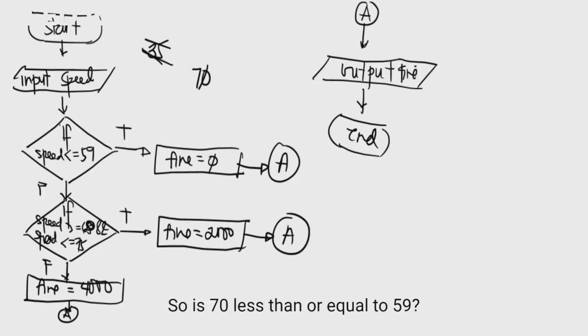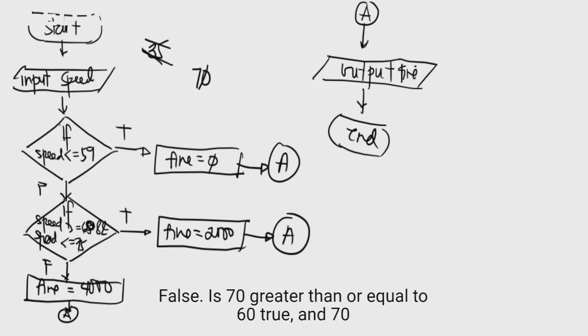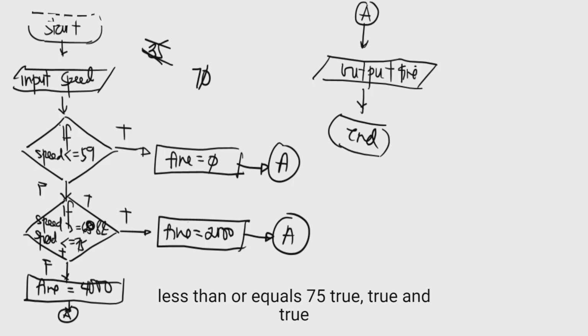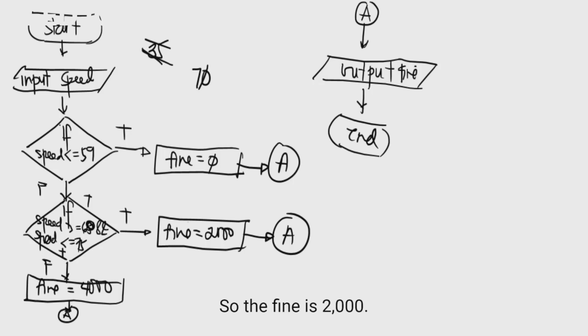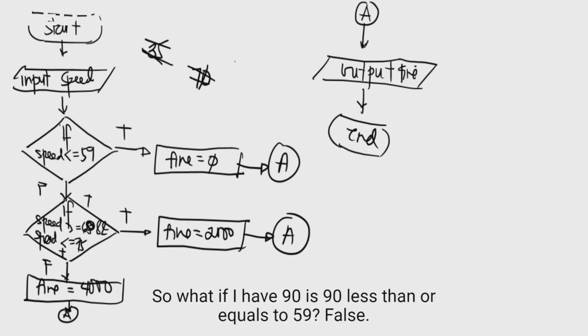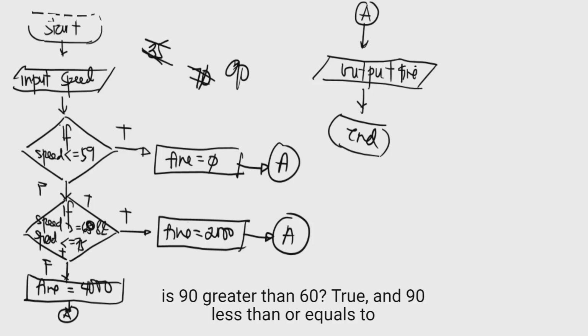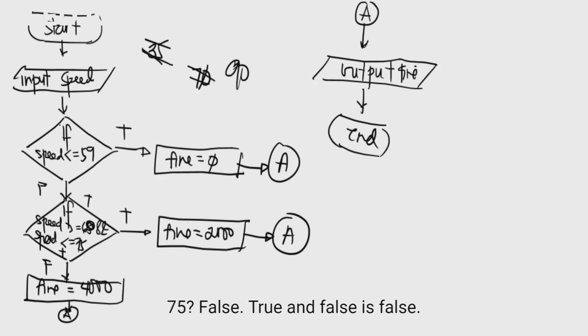What if my value is 70? Is 70 less than or equals to 59? False. Is 70 greater than or equals to 60? True. And 70 less than or equals to 75? True. True and true, the answer is true. So the fine is 2000, go to A, output 2000, then end. What if I have 90? Is 90 less than or equals to 59? False. Is 90 greater than 60? True. And 90 less than or equals to 75? False. True and false is false. So fine is 4,000. Go to A, output 4,000, and then end.